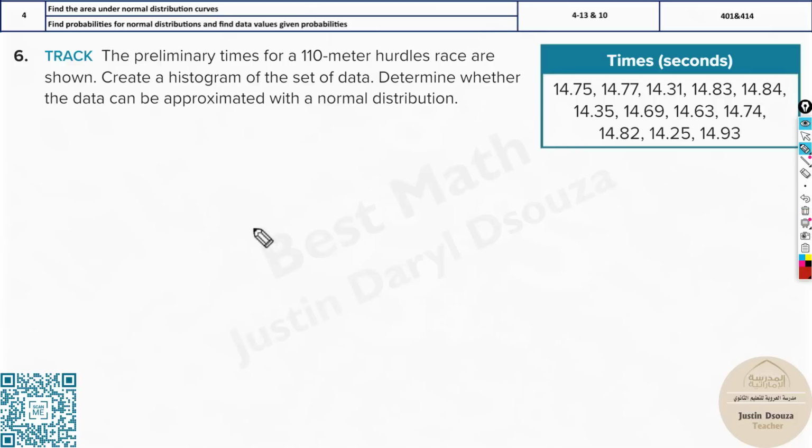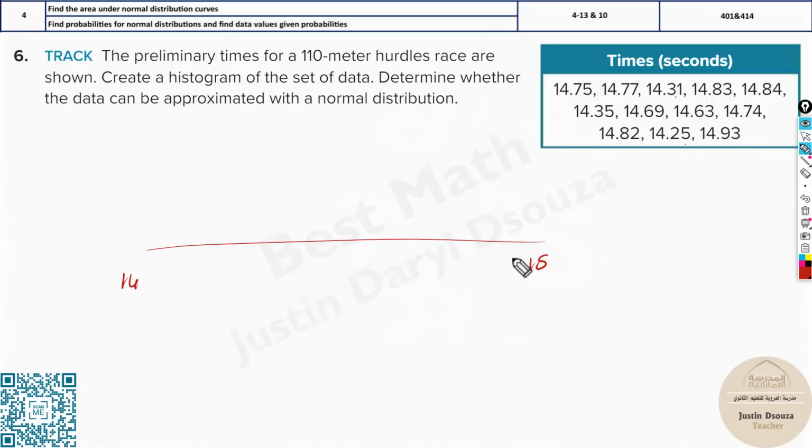Let's draw a straight line and see what is the minimum value. Minimum value over here, 14.75, 14.31, 14.35, 14.25. 14.25 is the minimum, so let's start with 14. And what is the maximum value? I got 14.84, 14.93. So let's end it at 15.